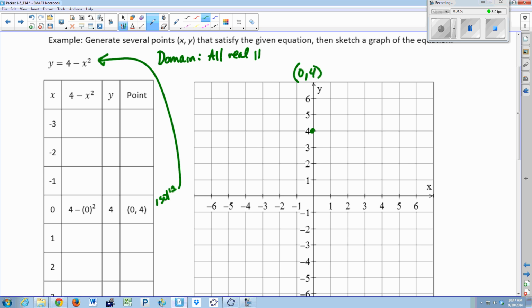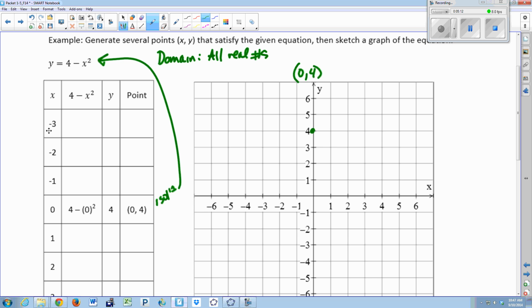So that means I can pick any number on this x-axis from negative infinity to positive infinity. So I have an infinite solution set. Well, we can't graph every possible point. That's impossible. So we're just going to pick 7 of them and graph them.